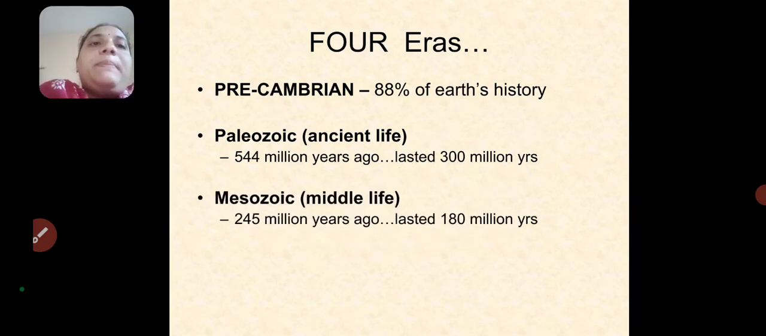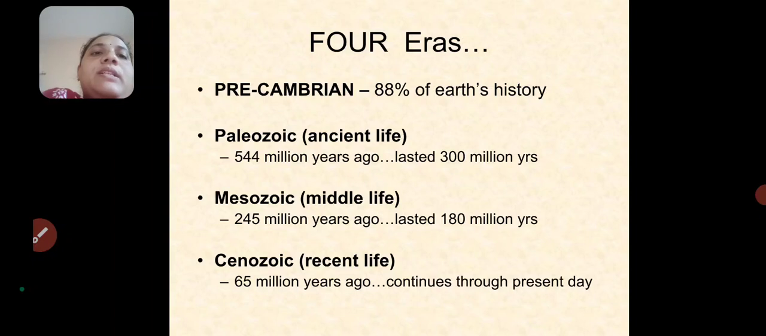Next, the Mesozoic era. This is called middle life, because it takes the middle position in the geological time scale. It began 245 million years ago and lasted until 180 million years ago. So, comparing the Paleozoic and Mesozoic eras, the Paleozoic era ended 300 million years ago and the Mesozoic ended 180 million years ago.